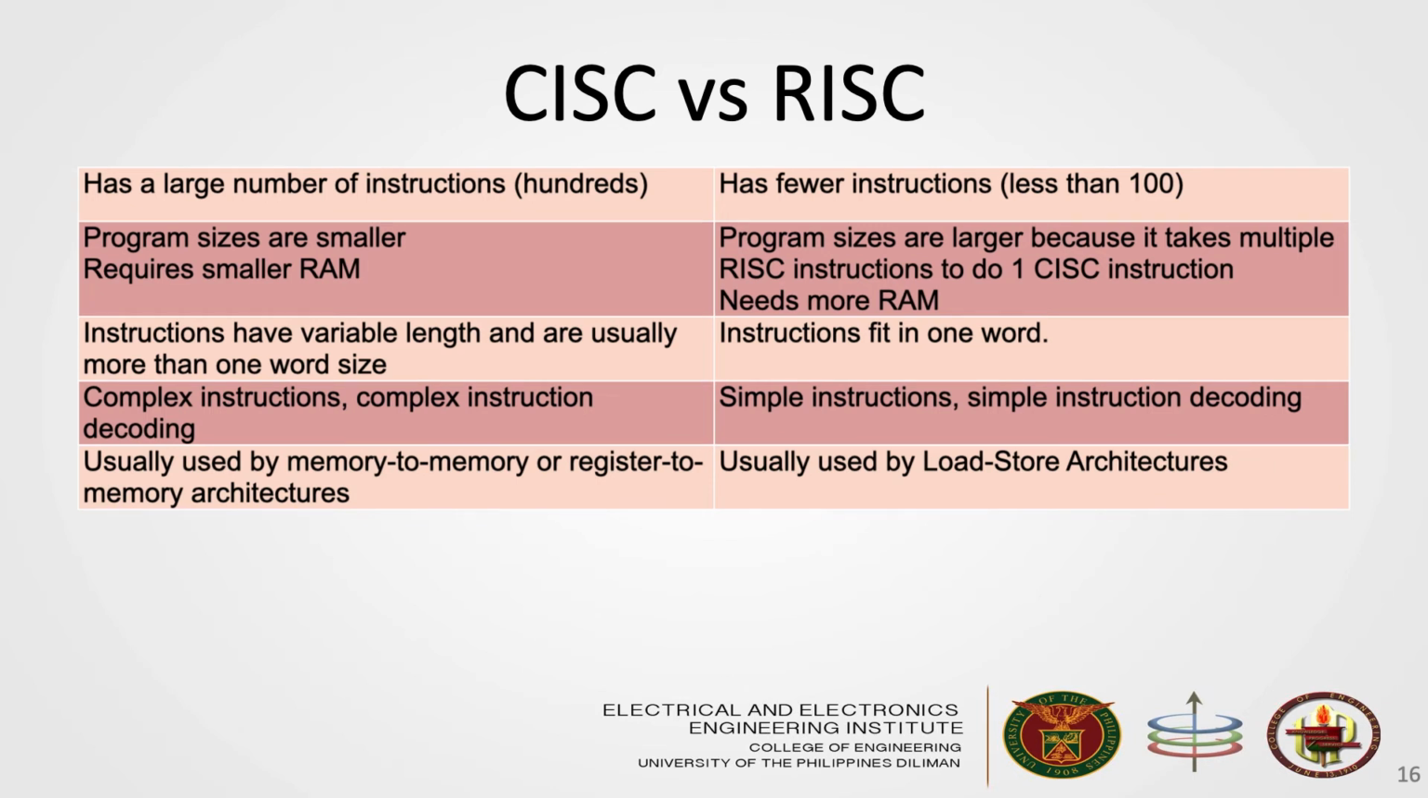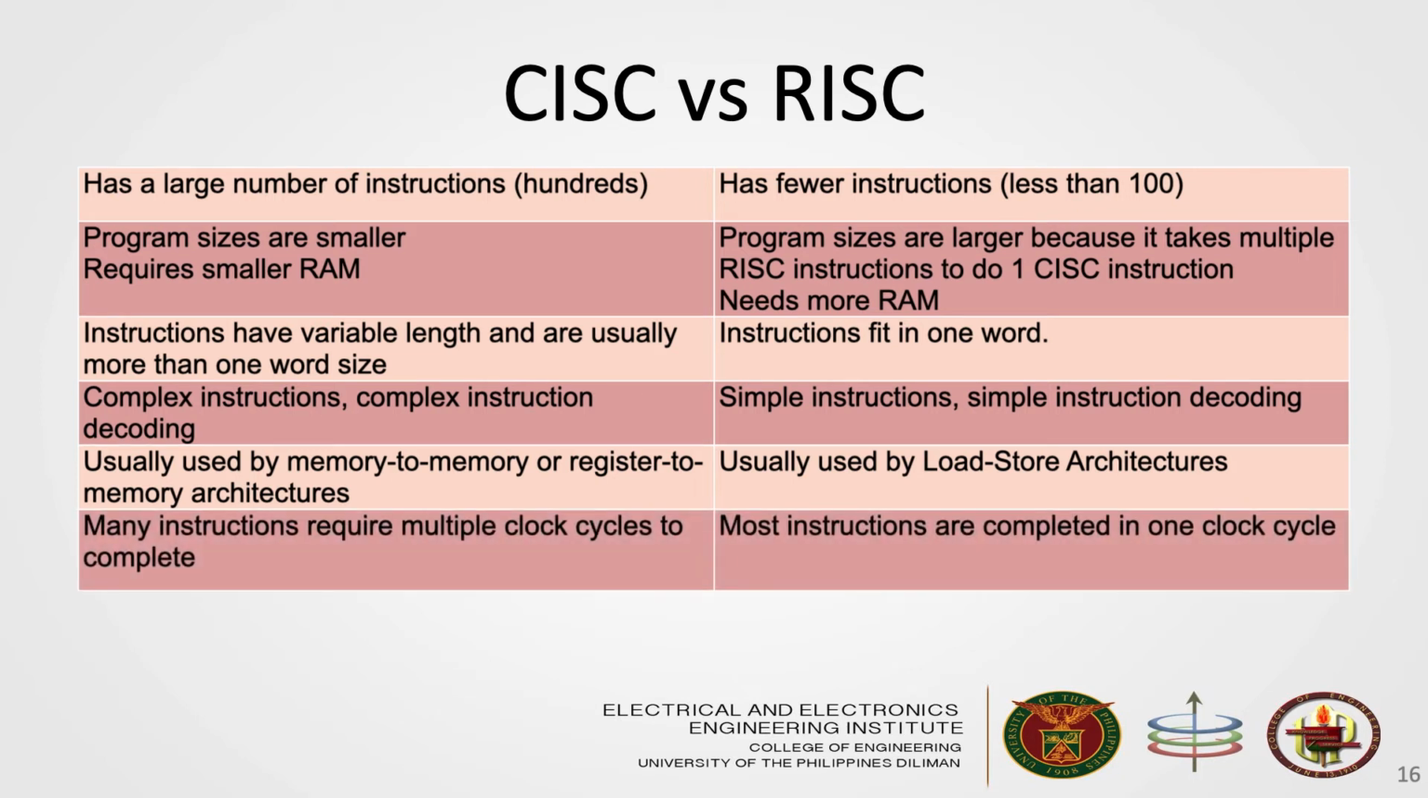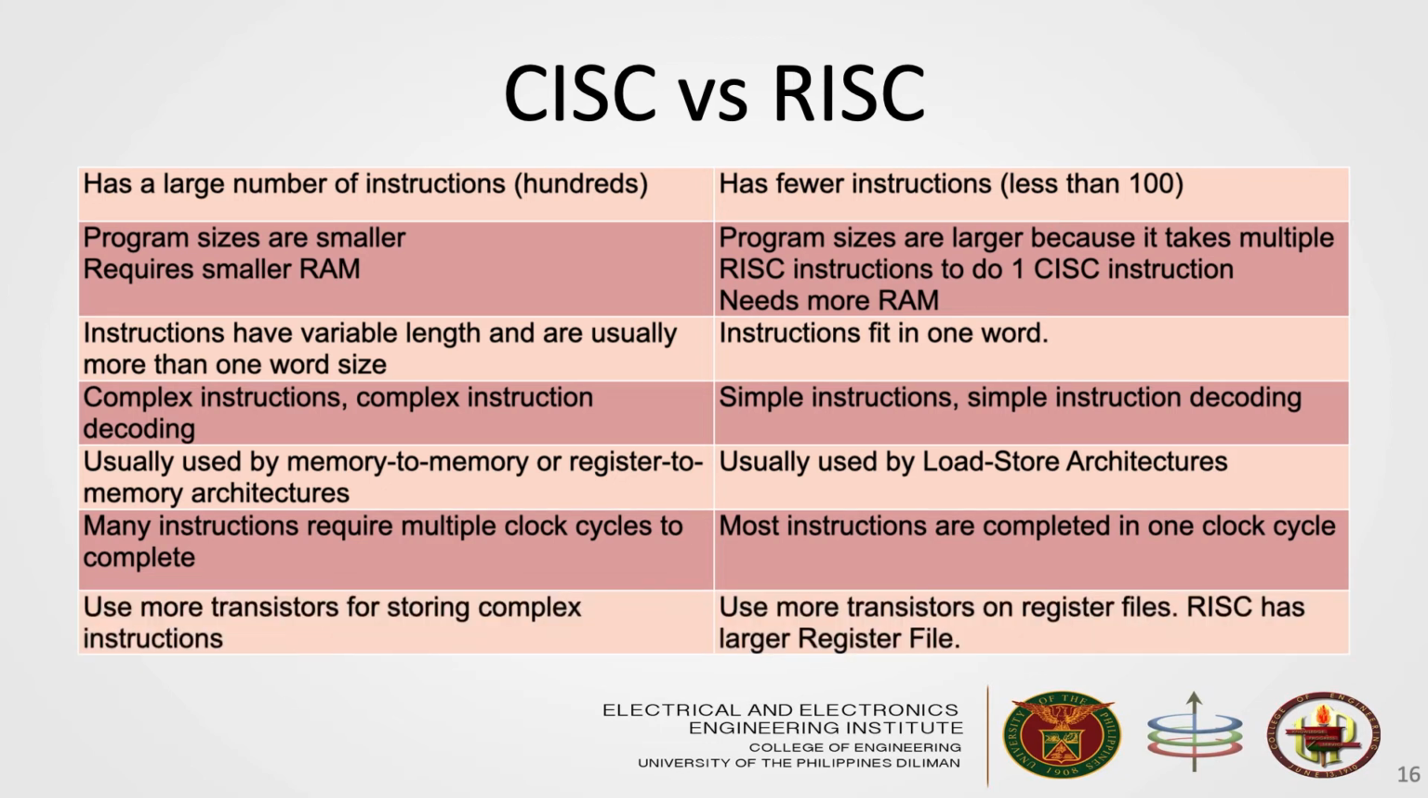CISC are usually used by memory-to-memory or register-to-memory architectures, while RISC is usually used by load-store architectures. And because of that, most of the CISC instructions require multiple clock cycles to complete, while most RISC instructions can be completed in one clock cycle. And lastly, in CISC, additional transistors are used for storing complex instructions, while in RISC, additional transistors are used for additional register file.